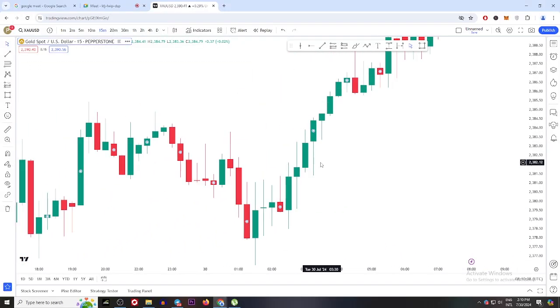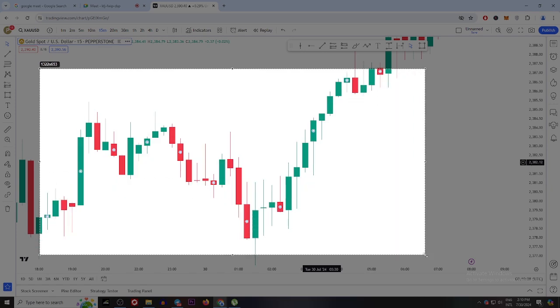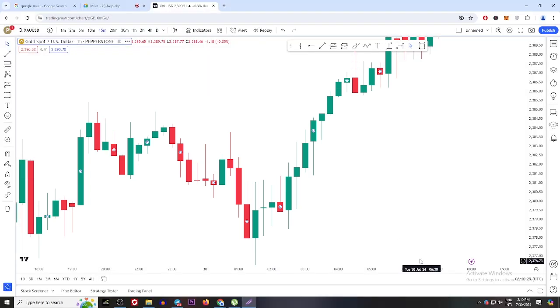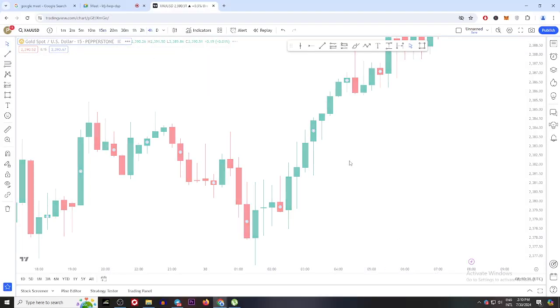Now again, let's go here. What are we going to call it? Not engulfing, but this one, yes, that's the engulfing. The problem is clear now.